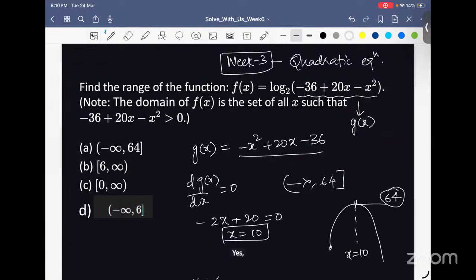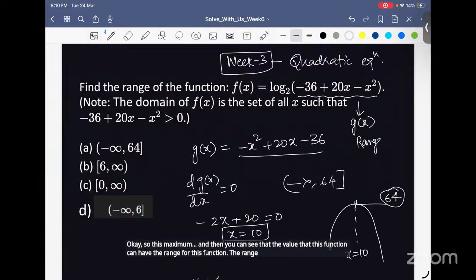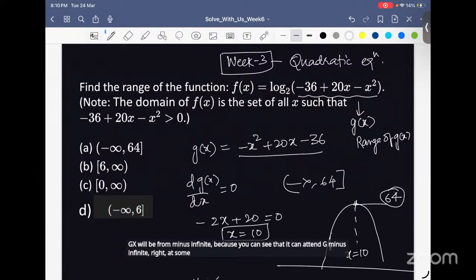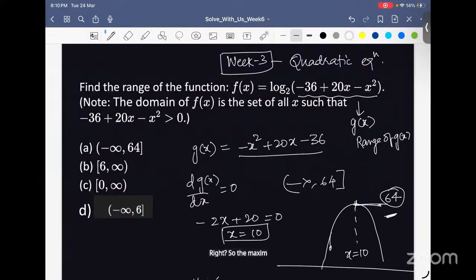Yes, sir. So this maxima will be 64, and the range of g(x) will be from minus infinity, because you can see that it can attain minus infinity, right? It can go maximum till 64, because the coefficient of x square is negative, so it will be a parabola going downward, right? So the maximum it can get is 64. So this would be the range for this g(x).